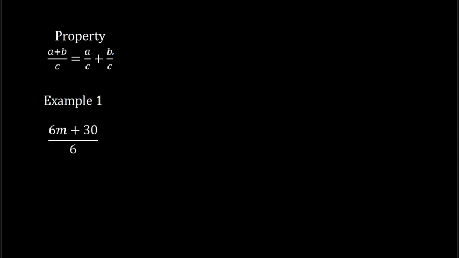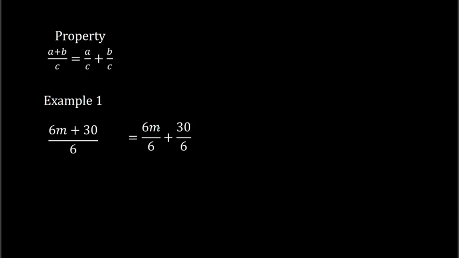In this video, you will learn about monomial factors of polynomials. Now, as we begin, we need to understand a property of fractions. So the property of fractions we need to understand is if we have something like this, a plus b over c, that we can break apart the fraction as two fractions, where we have a over c plus b over c. For example, if we had 6m plus 30 over 6, I can break this apart as two fractions, where I have 6m over 6 plus 30 over 6.